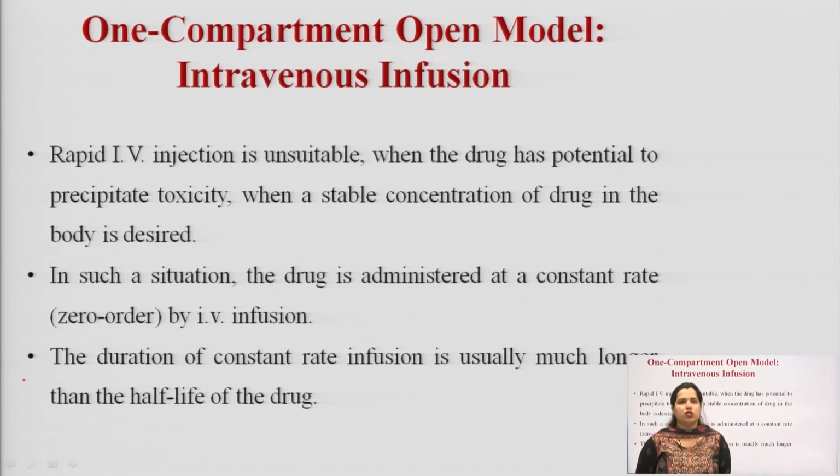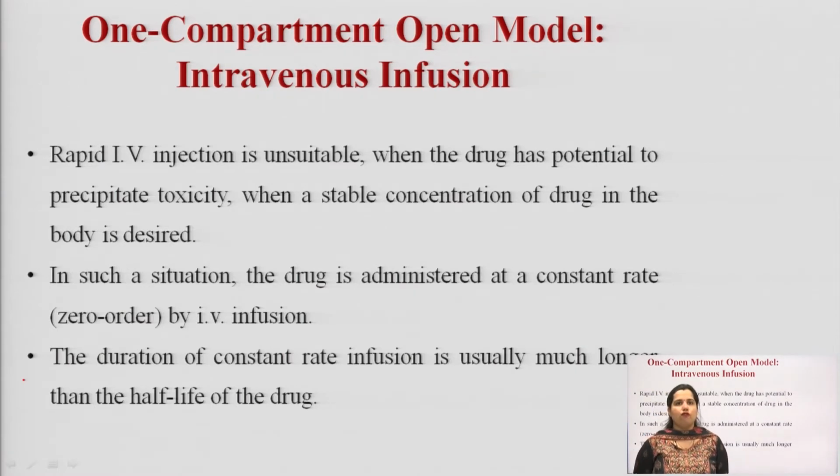Rapid IV injection is unsuitable when the drug has the potential to precipitate toxicity. For those drugs which have a tendency to show toxic profiles, IV bolus injections are not recommended. When a stable concentration of the drug in the body is desired, a slow, steady profile of the drug needs to be reached, and for that we need another pattern of administration, that is intravenous infusion. In such situations the drug is administered at a constant rate, zero order, by IV infusion.